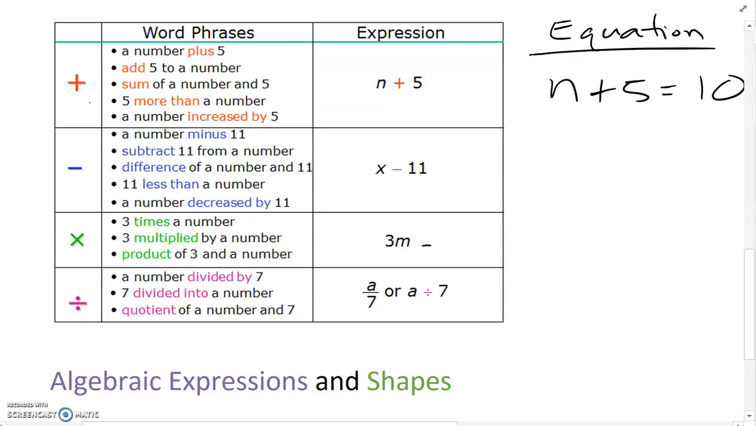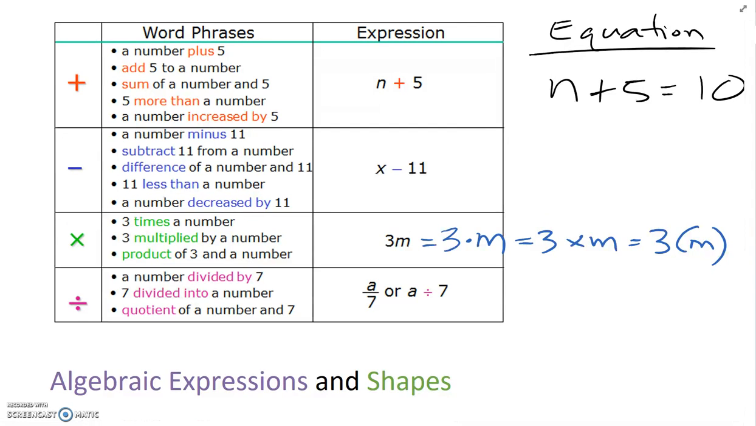Okay? Same thing out here with subtraction. You can just see some of the words, and they will all get you the same expression. Multiplication, in this case, we have 3 times m. And as I spoke about, please remember, this can be written many different ways. Okay? So you can kind of take your pick, but they do all mean the same thing. And finally, division. A number divided by 7. Remember, when they use something like this, a number, do we know what it is? Of course not. So we have to use the variable that represents an amount we don't know.